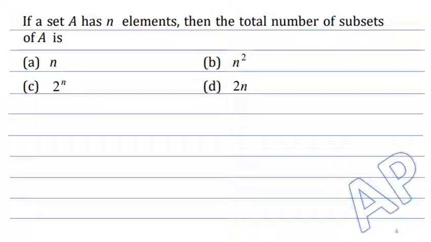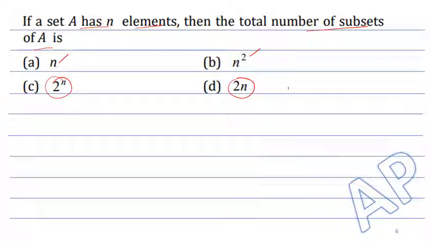If a set A has n elements, then the total number of subsets of A is: option A is n, option B is n square, option C is 2 to the power of n, and option D is 2n. So it is a well-known result, 2 to the power of n.